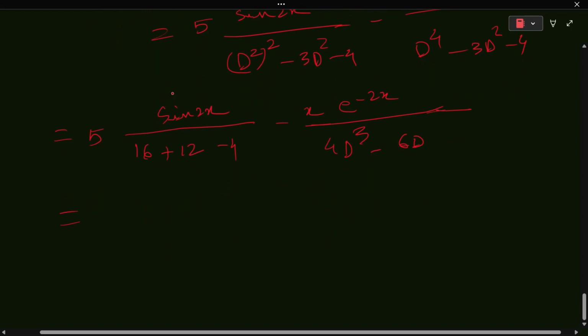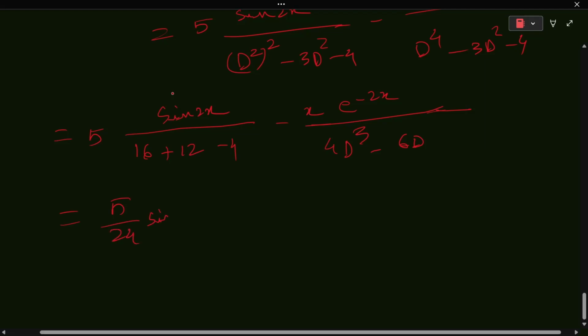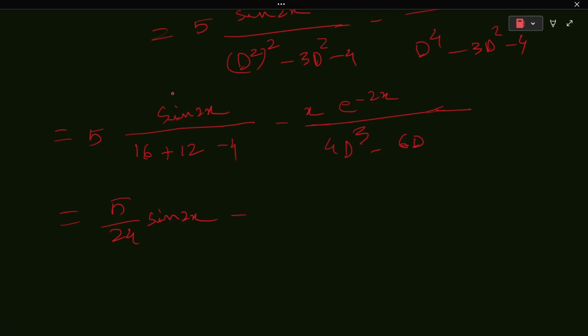And what we have here: 16 plus 12, 28 minus 4, 24. That is 5 by 24 into sine 2x. So this is quite easy, and in this part I again put minus 2. Minus 2 gives minus 8. So minus 8 into 4, minus 32. Okay, so minus 32 plus 12. So minus 32 plus 12 is minus 20.